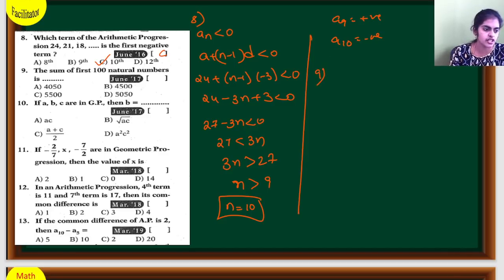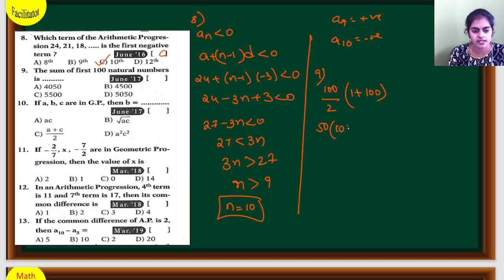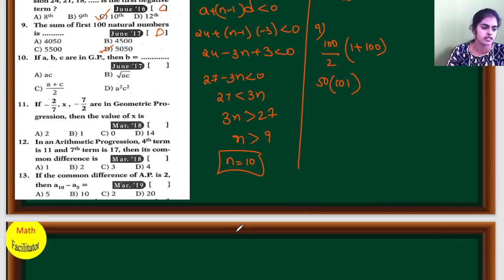Okay. Question number 9. The sum of first 100 natural numbers. So Sn equal to 100 by 2 into first term plus the last term. So it is 50 into 101. So what is the answer? You get 5050. After that, question number 10 is GP, not there in your syllabus. 11 is GP. See question number 12.